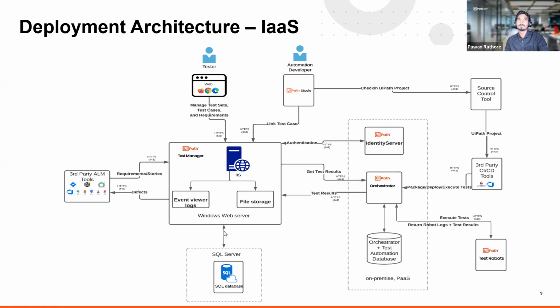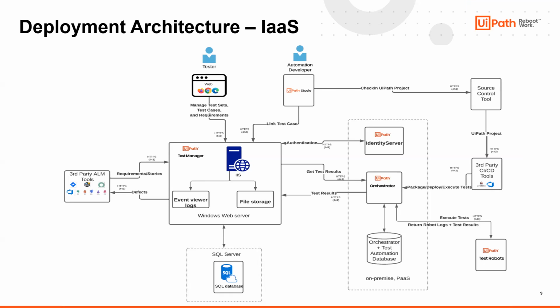So you can have different SQL servers, or you can have a single SQL server which can host multiple databases. It can host the orchestrator data, the test automation data, and the test manager data as well. So it is not two. It can be on the same SQL server with just a different database: one for our orchestrator, and one additionally for test automation.